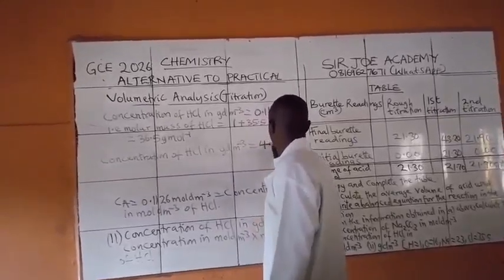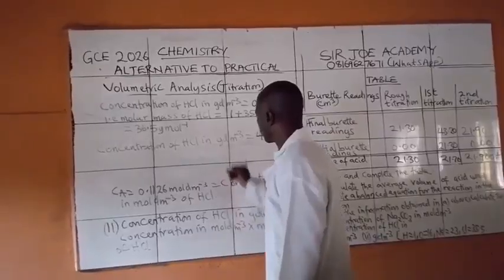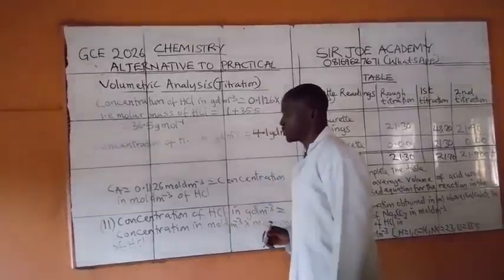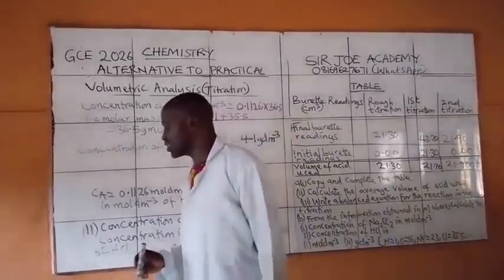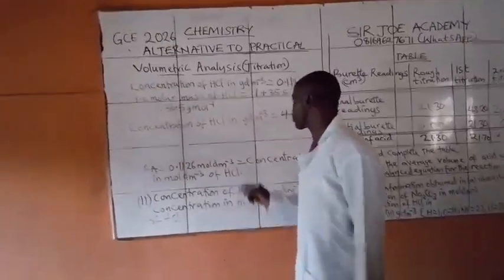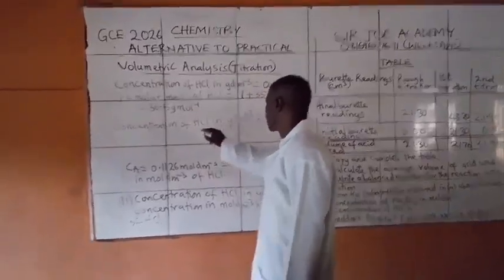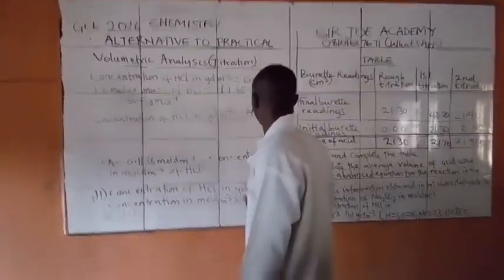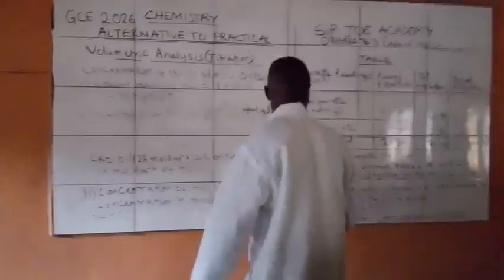Yes, this is the concentration of HCl in gram per dm cube. It is the same thing as mass concentration of HCl in gram per dm cube.